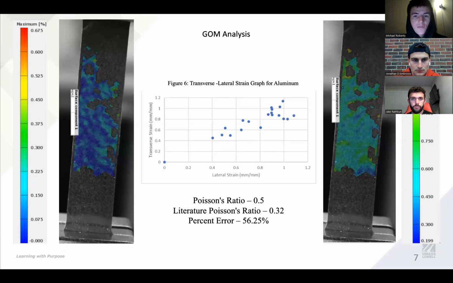This shows the GOM analysis for the aluminum. On the image on the left, you can see the lateral strain of the aluminum, and the image next to it is the digital image correlation for that aluminum. The image all the way to the right would be the transversal strain for the aluminum, and the image next to it is the digital image correlation for that transversal strain. The image in the middle would be the data plot of the transverse lateral strain. As you can see, there is a positive linear correlation, meaning as the lateral strain increases, the transversal strain also increases.